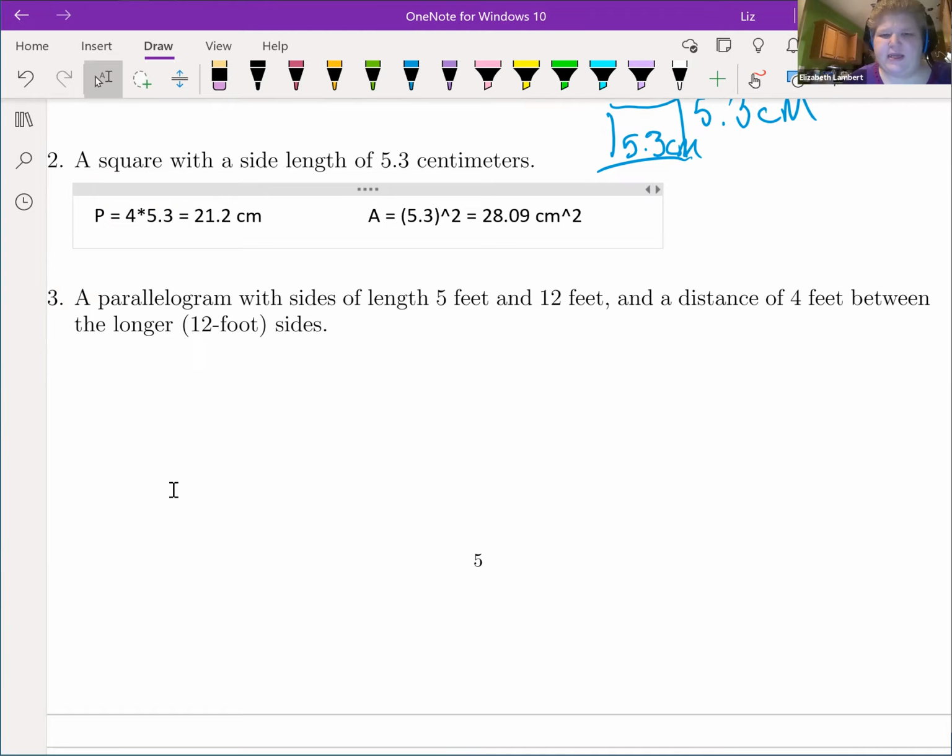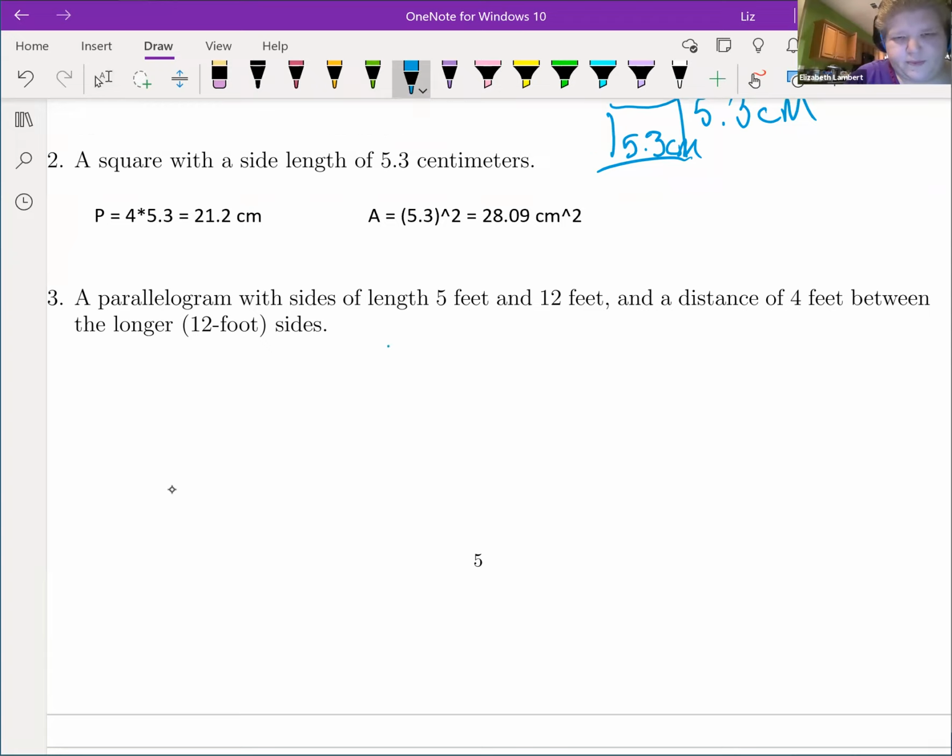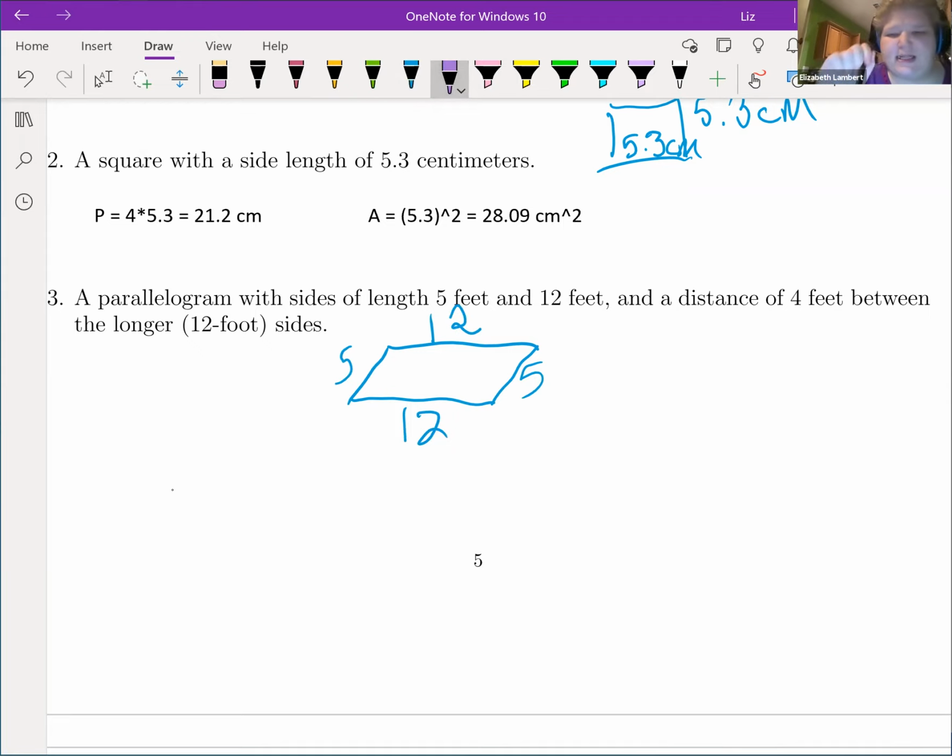parallelogram with sides 5 feet and 12 feet. So let me start with that. So we draw our tilty rectangle. That means these two slanty sides are 5, and then these longer sides on the top and bottom are 12. And then they tell us a distance of 4 feet between the longer sides, the 12-foot sides. So if we're going to measure the distance between these two, like if I was going to whip out my ruler and do it, I would put it so I'm measuring from one line to the other line, and I'd count the distance between. But the way I hold my ruler is at a 90-degree angle.